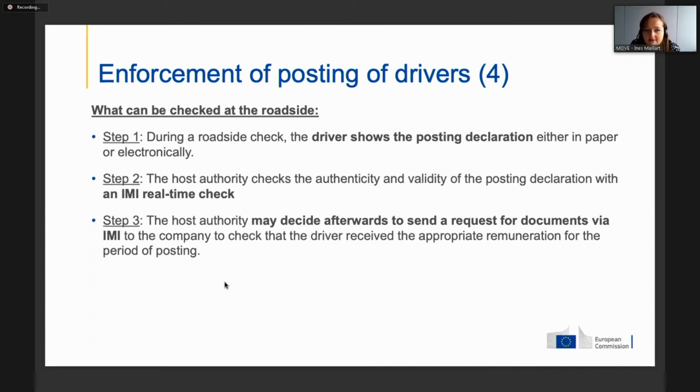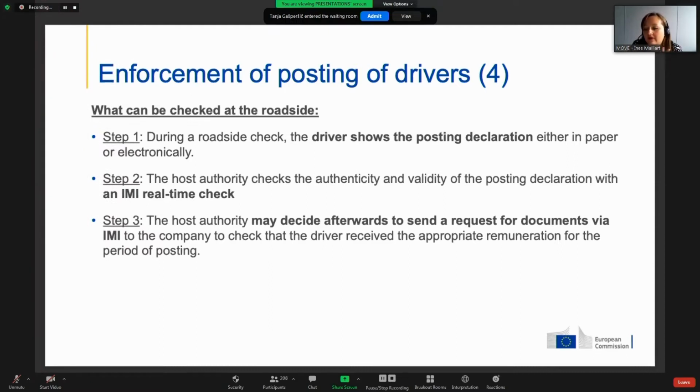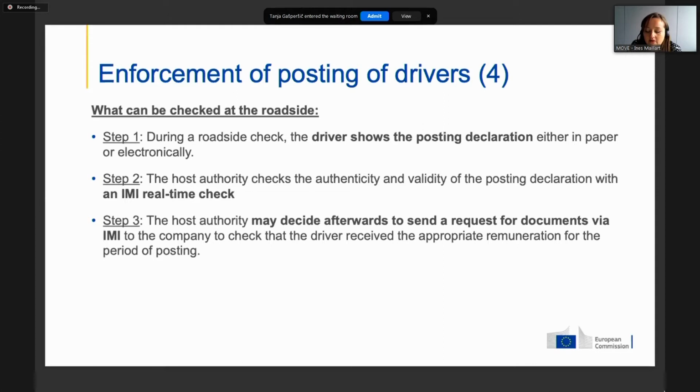So here we are. It's the time for the roadside check. What can be checked? So first, the authority at the roadside will ask the driver to show the posting declaration, as I said, either in paper or electronically. Every posting declaration will have a QR code on it. So the authority at the roadside will be able to scan it and will receive on the screen, will be able to see if the declaration is valid. Yes, it exists in the system, or invalid. Let's say it's a fraud, it's a fake one. You will also have access as a controller to all the data from the posting declaration, so you can compare that the person you have in front of you and the declaration is the same as the one in the system, and the data is the same.